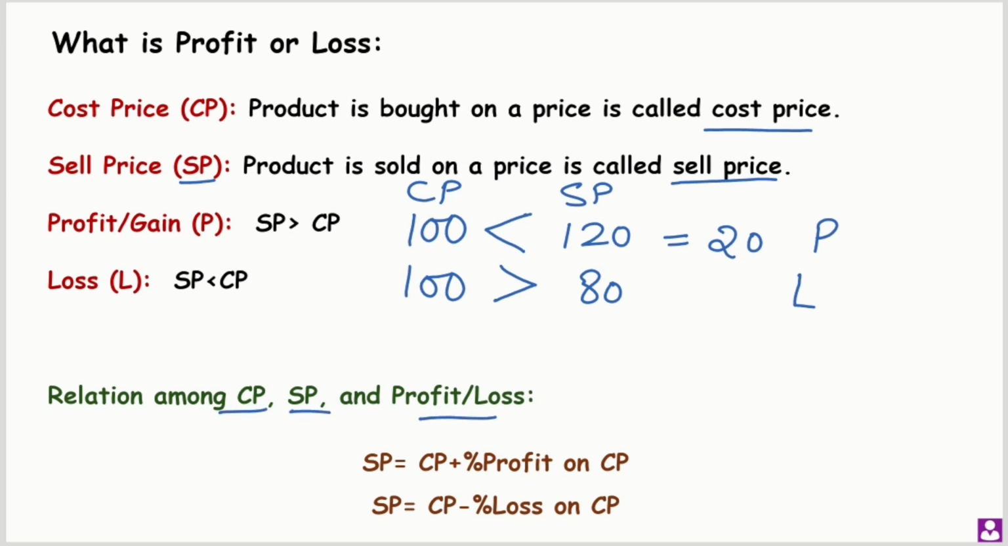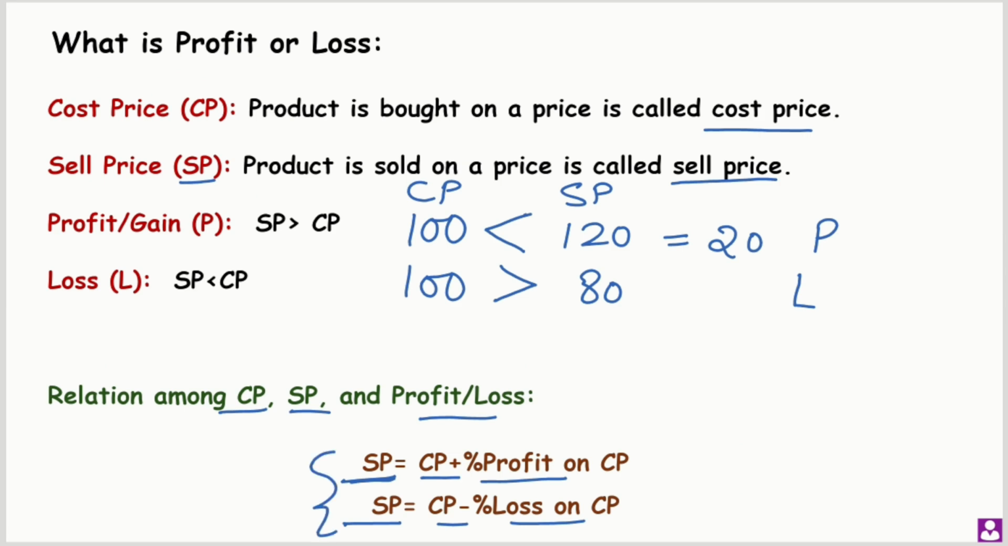So what is the relation? SP is equal to CP plus percent profit on CP. SP is equal to CP minus percent loss on CP. If we are given any two values, for example CP and SP, we can calculate profit. So if any two values are given, we can calculate the third one by using these two formulas.